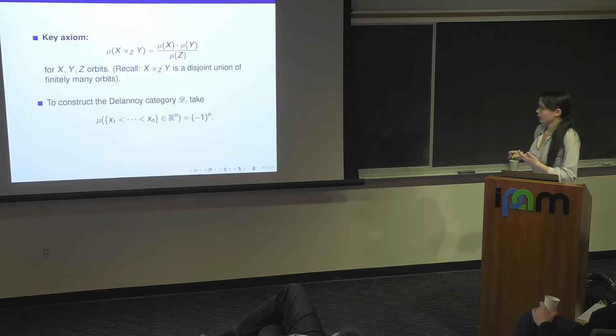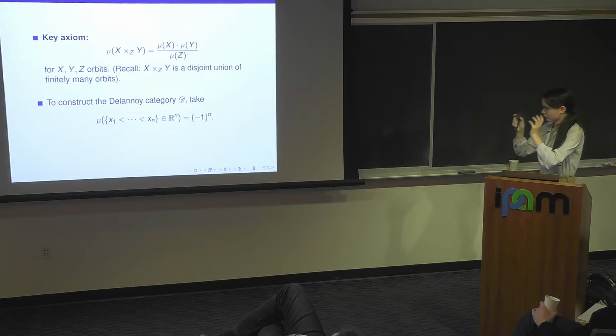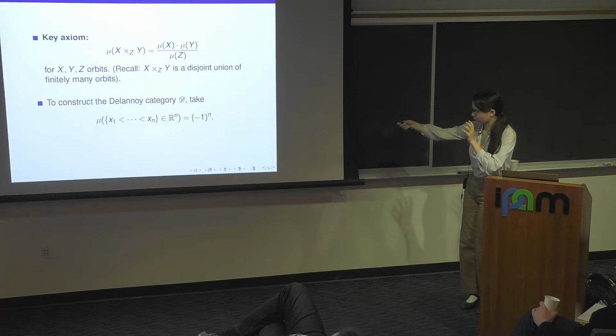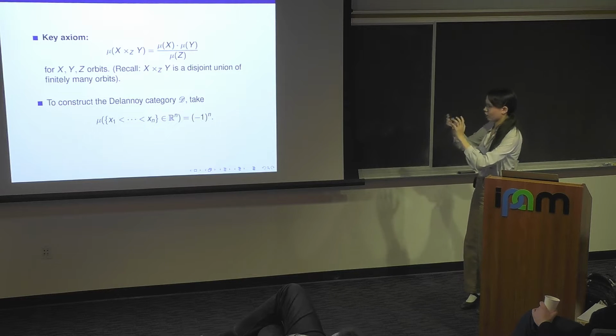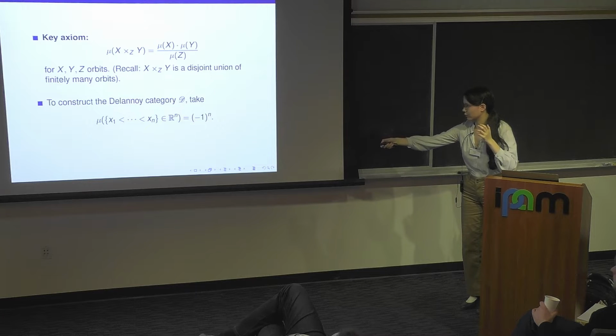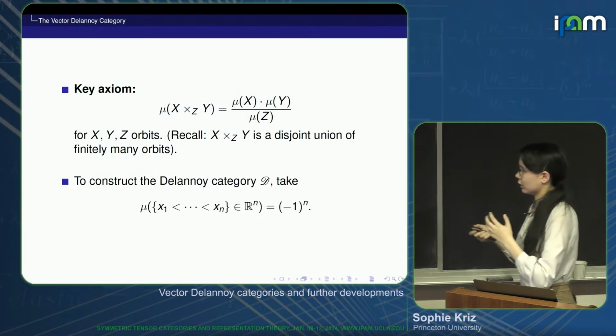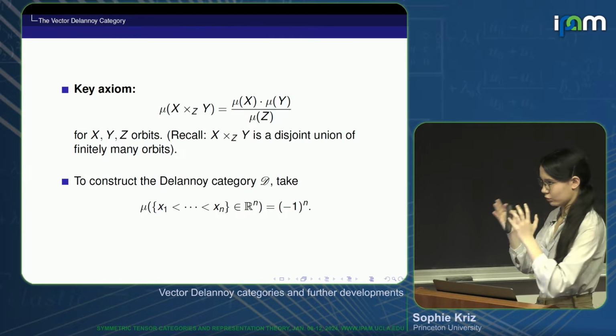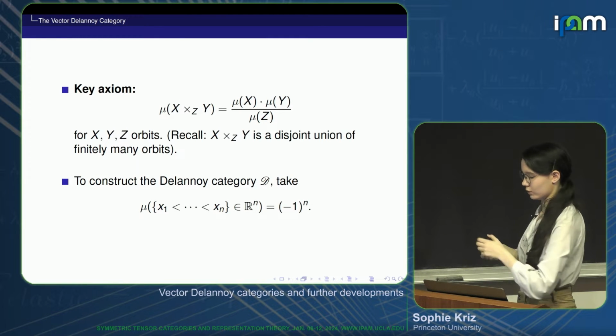To construct the Delannoy category D, the informative orbit which we want to look at is the set of n-tuples in a particular order, say x1 up to xn, where x1 is less than x2 and so on up to xn, living in R^n. We want to take the measure of this orbit to be (-1)^n.